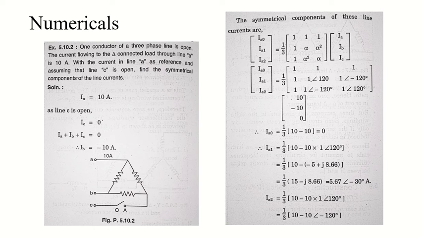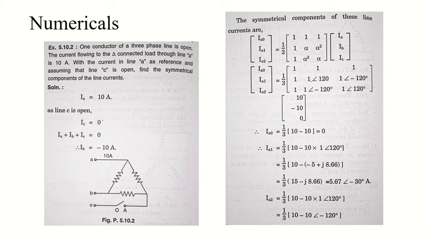Now they have said the C conductor is open, which means there will be no flow of current in C. So Ic will be 0. And based on KCL, because this is a delta, when you apply KCL you can say that Ia plus Ib plus Ic will be equal to 0. Which means if Ia is 10, then Ib must be minus 10. So now you have the values of Ia, Ib, and Ic.